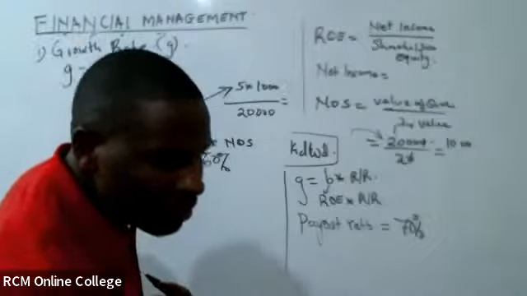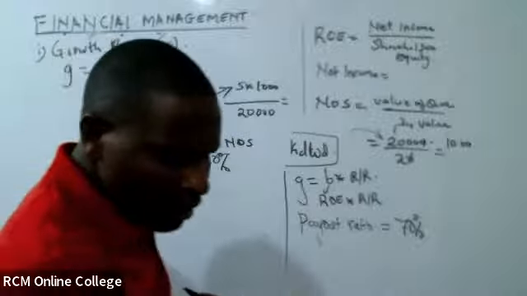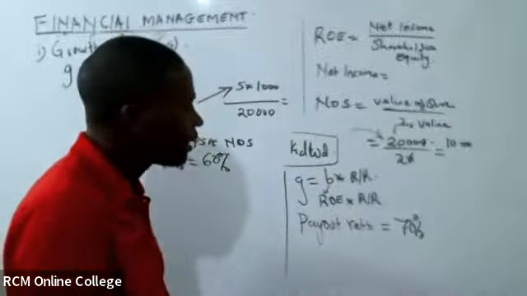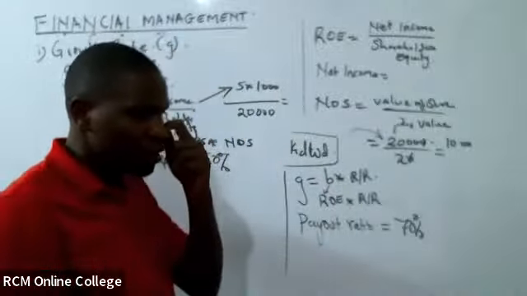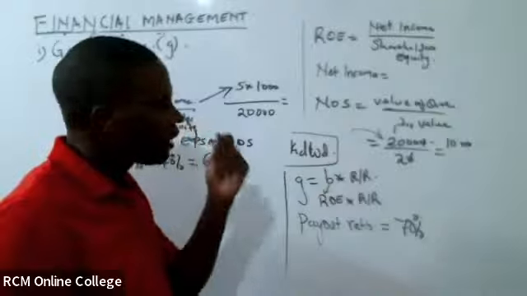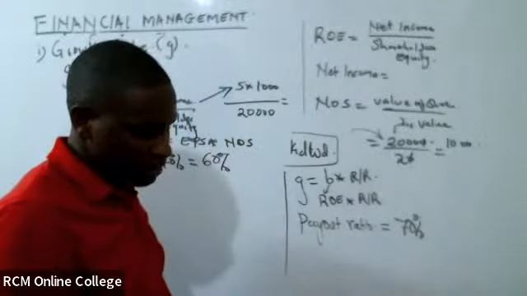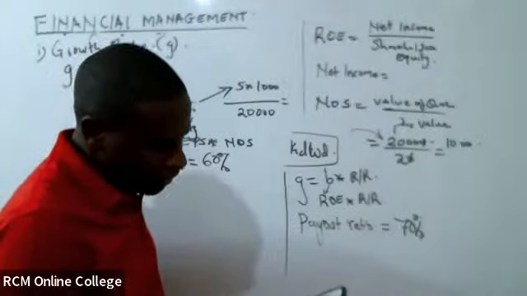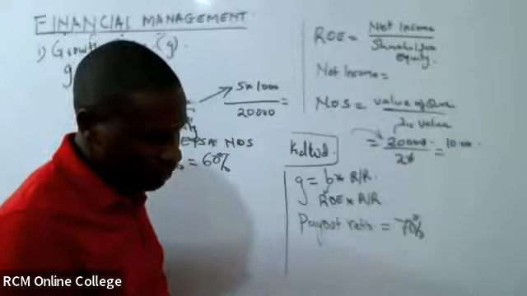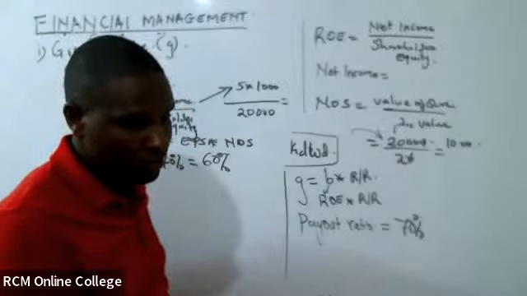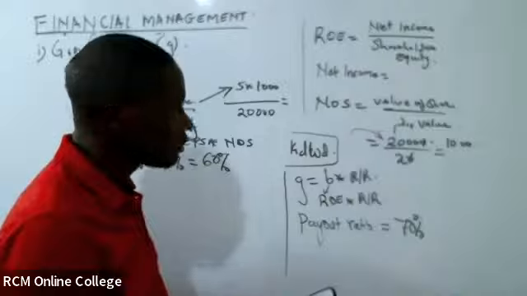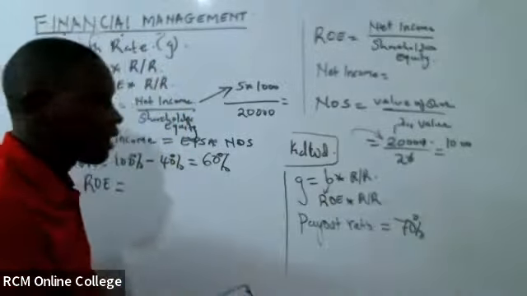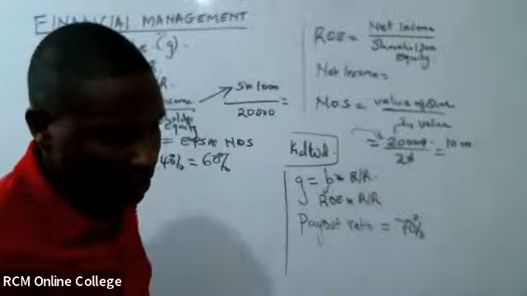What about reserve? Remember what we said, Nuru? If you look at what they want us to get, we want to get the weighted average cost of capital. So in that case, we ignore what? We ignore our reserve.